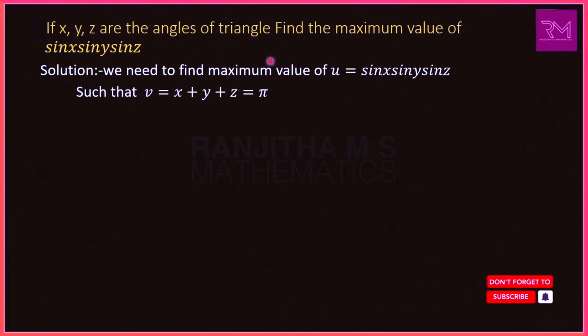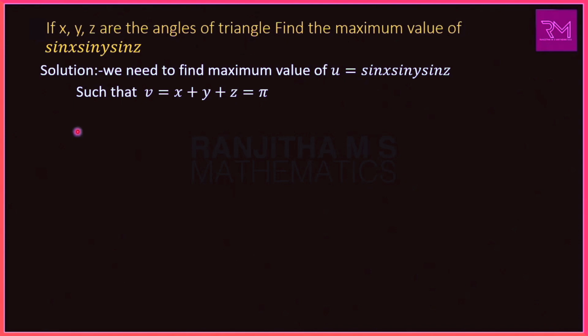That means the angles of the triangle are given by x plus y plus z, which is equal to pi. So this condition is our v, and we need to find the maximum value for the function, this is our u, sin x into sin y into sin z. Here in the problem they have not given u and v directly; we have to find the values of u and v. Here they have mentioned x, y, z are the angles of the triangle. The angles of the triangle are given by the formula x plus y plus z, which is equal to pi. And we have to find the maximum value for the function sin x into sin y into sin z, this is our u.